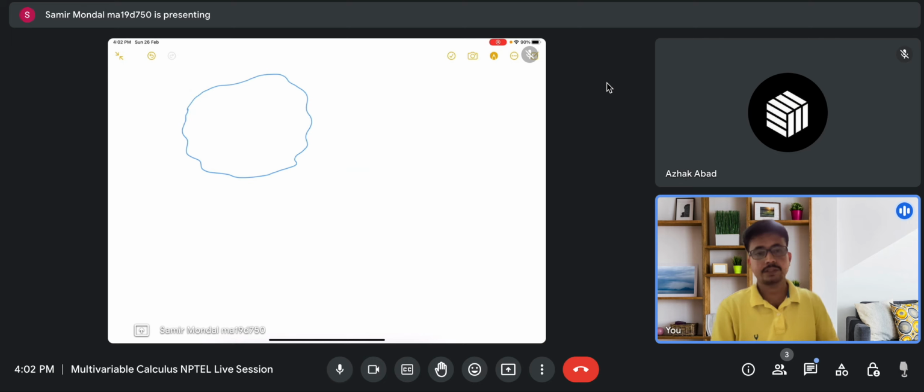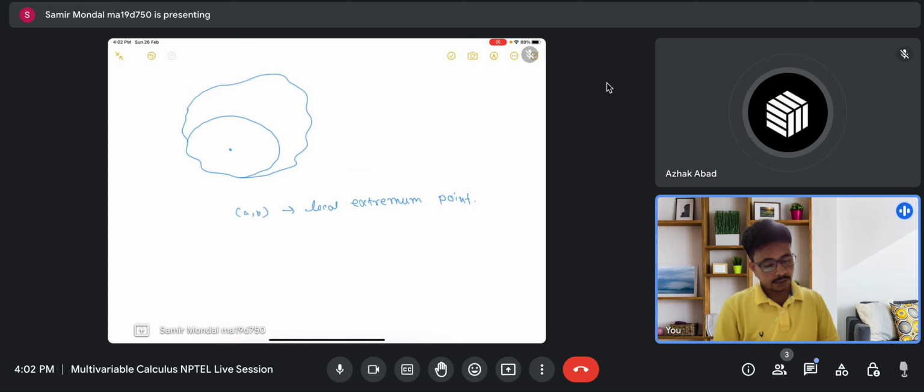This is your critical point. Okay, this is your local extremum point. So in the local extremum point, choose one point (a, b). This belongs to your local extremum point. Local extremum means that at the point (a, b) the function has either a local maximum or a local minimum.